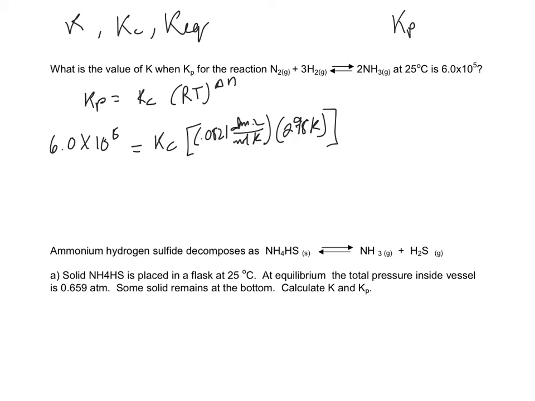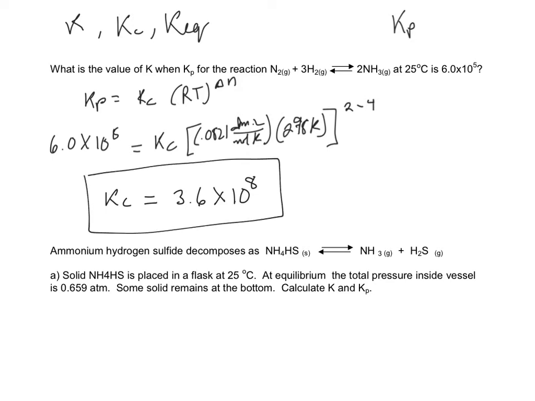So let's look at delta N. Products, we have 2 moles of gas. Reactants, we have 4 moles of gas. So 2 minus 4 is -2. So this whole thing is raised to the power of -2. If you plug it into your calculator, you get Kc is equal to 3.6 times 10 to the 8th. As always with Kc or Kp or Q, any of those, we don't really care about the units for them.